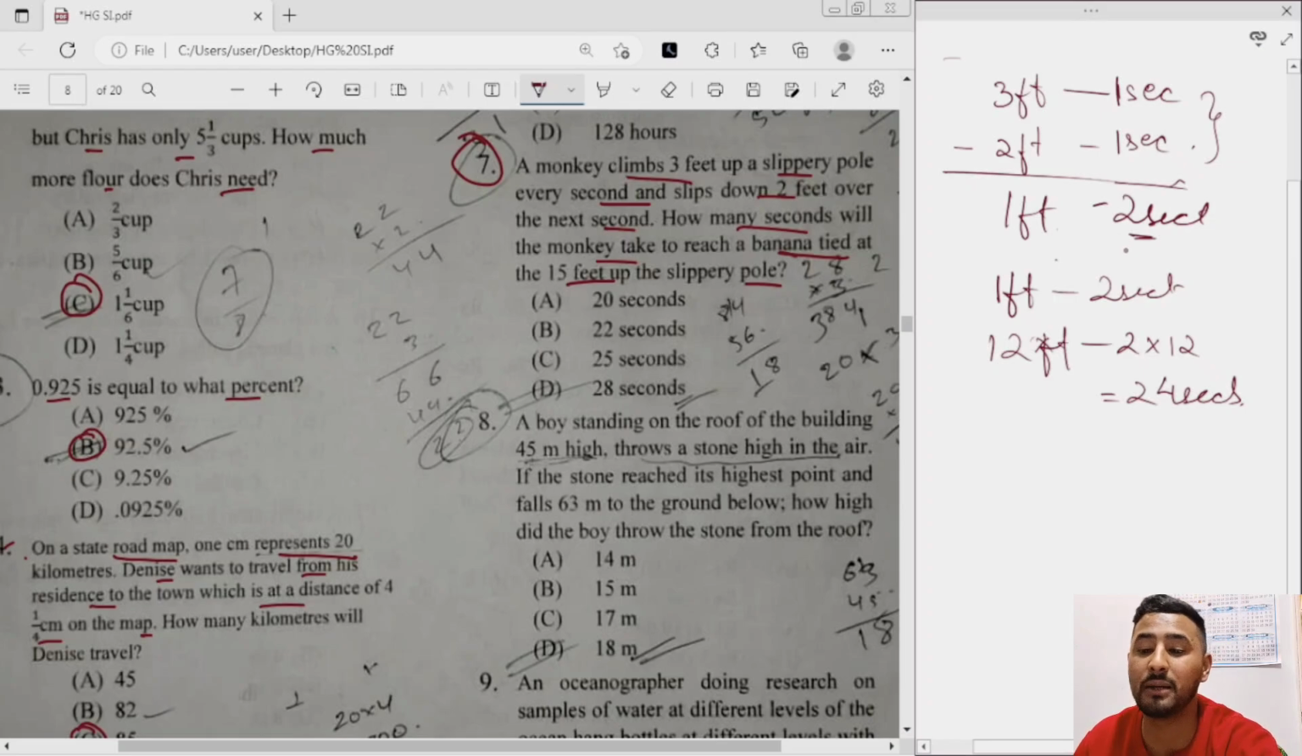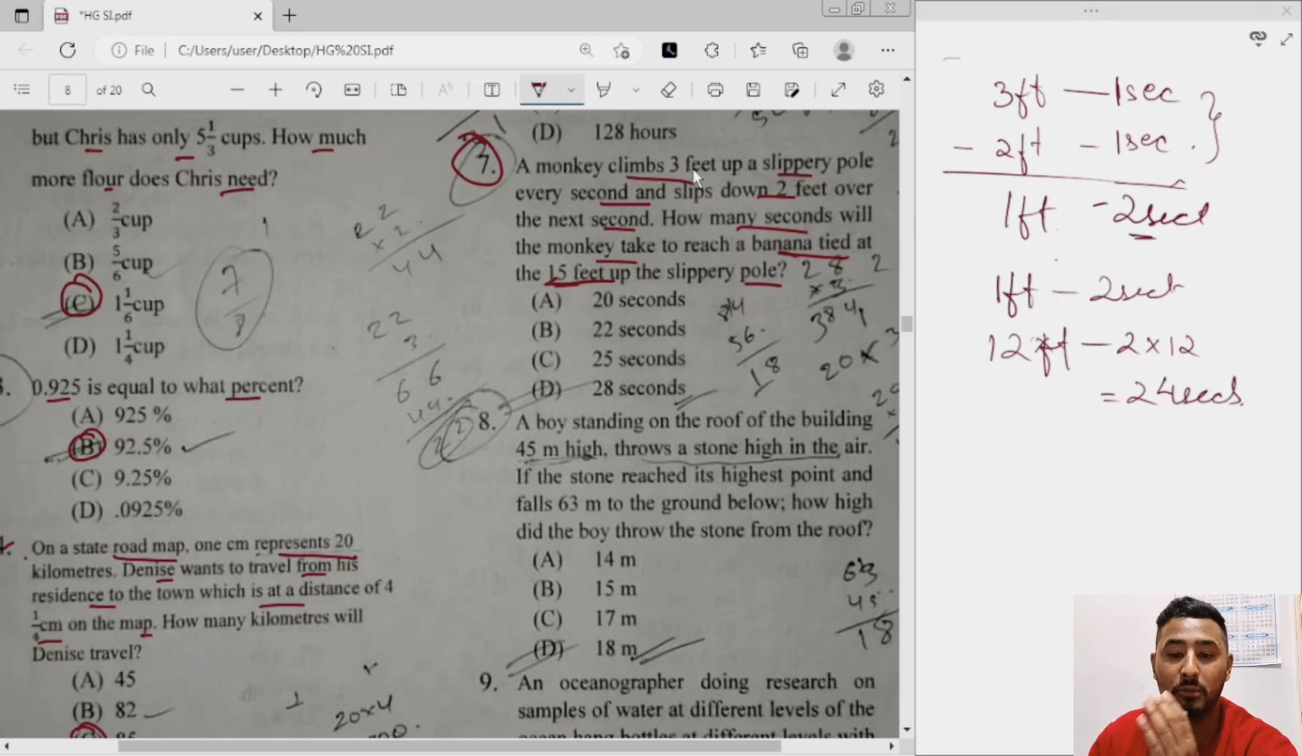Now some of you might think that if 1 foot is covered in 2 seconds, you might just multiply by 15, so that you will get the exact second. But this will be wrong. What you should do is count, because up to reaching the 15 feet, he's also slipping down, right? That monkey is slipping down.